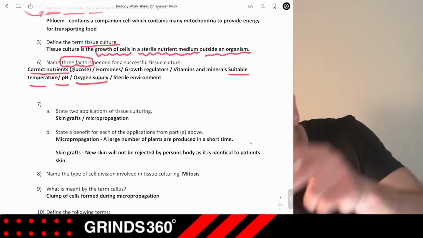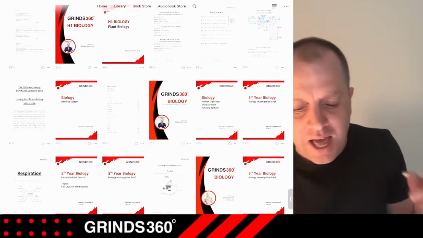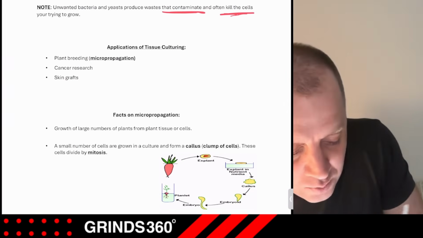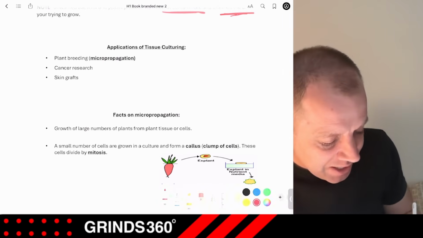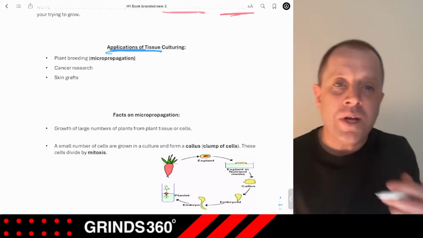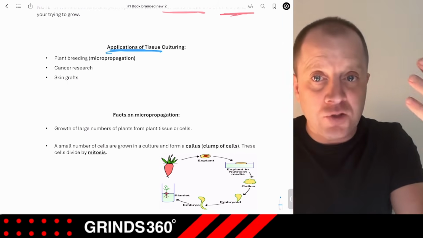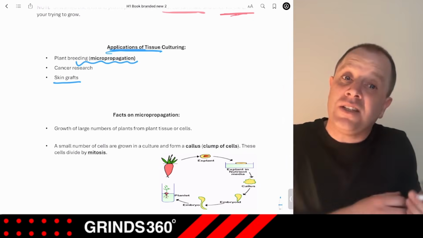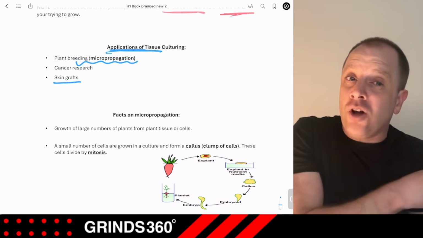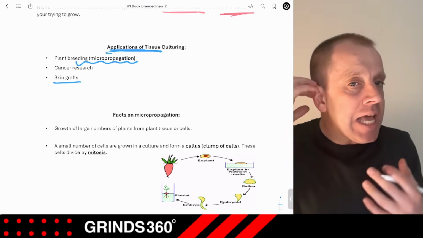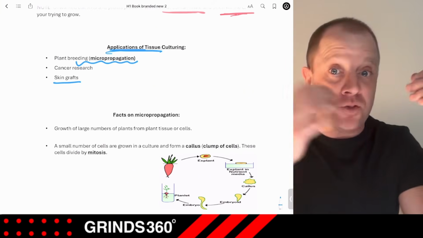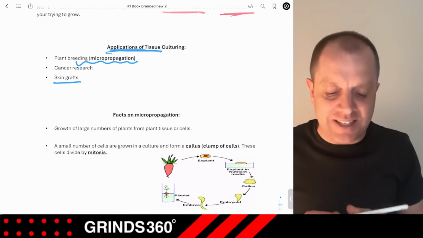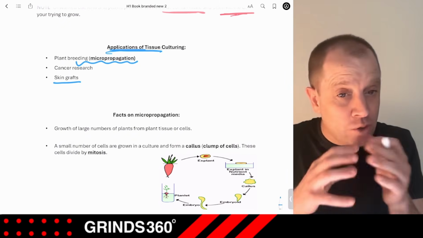Okay? Brilliant. Let's now go back and look at one of the last things here on tissue culturing. We need to know where we can use tissue culturing, the application of tissue culturing. We need to be able to give a couple of examples. So I'm going to go for these 2. Skin grafts and micropropagation, because we need to study micropropagation in a chapter called vegetative propagation in one of the last plant chapters, which I'll be doing next Thursday, by the way. So let's have a look here.